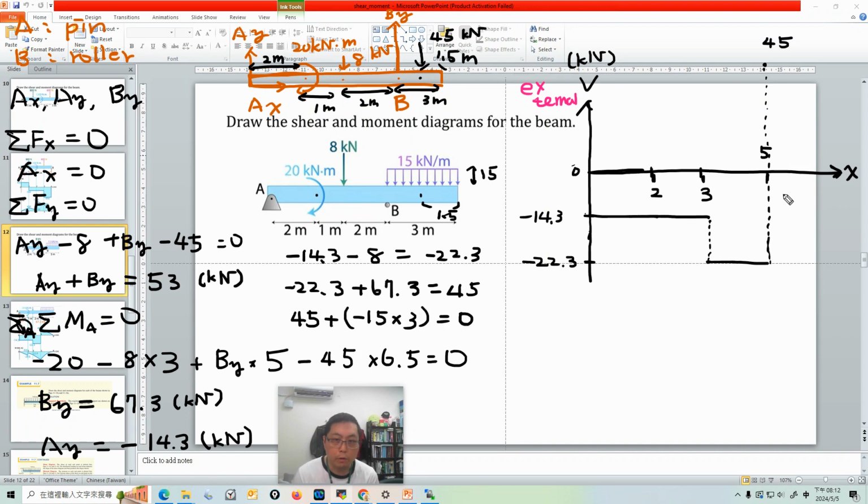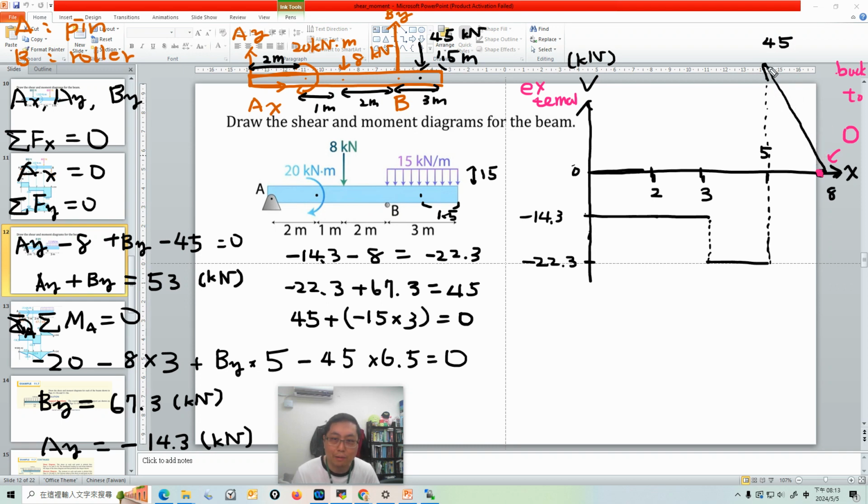So between 5 and 8, maybe I just draw 8 here, it will finally become back to 0. Here, back to 0, and it's a straight line. It steadily decreases. Is this a decrease?